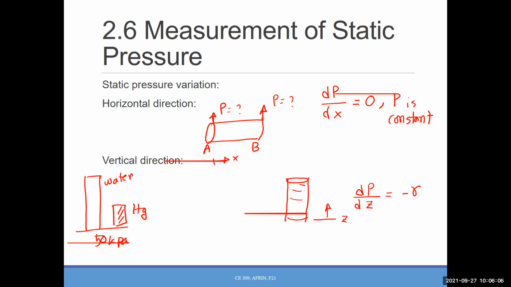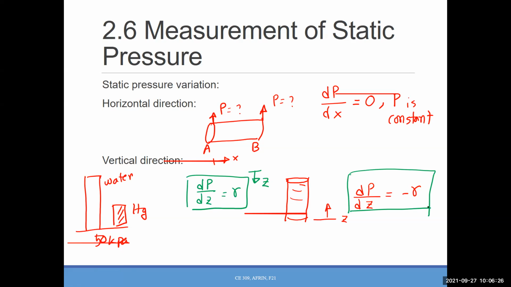Now, for any reason, if we use the scale from this side, from the top going downward, it will be dP over dZ equals gamma. The same expression, just with a negative or positive sign. So this is the general expression for pressure variation.